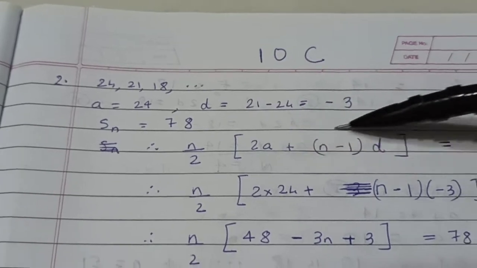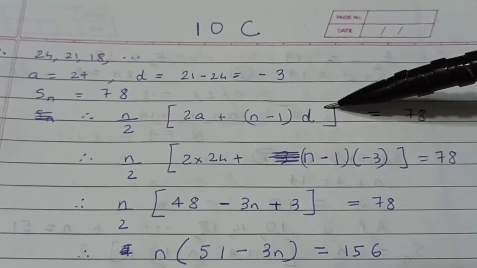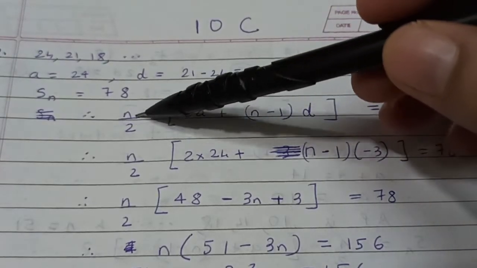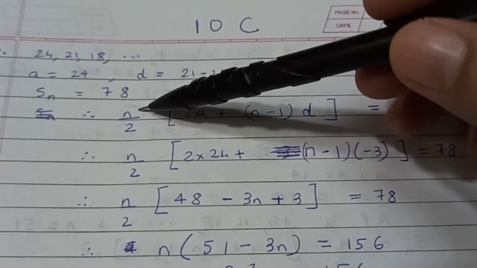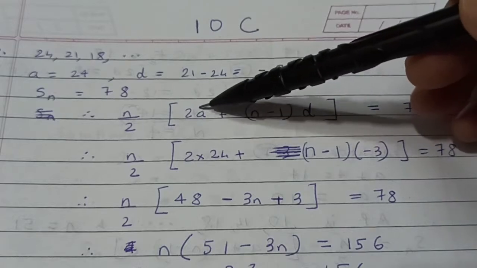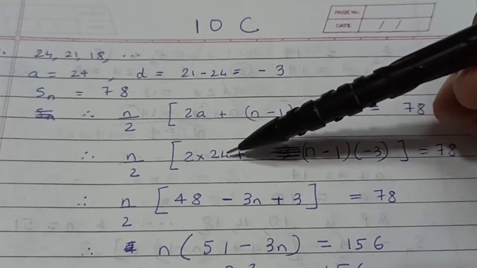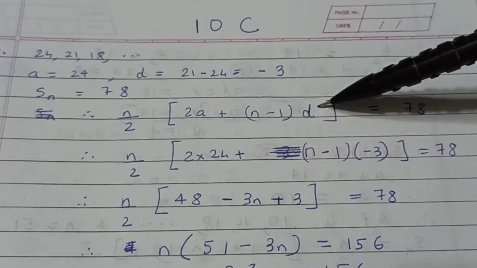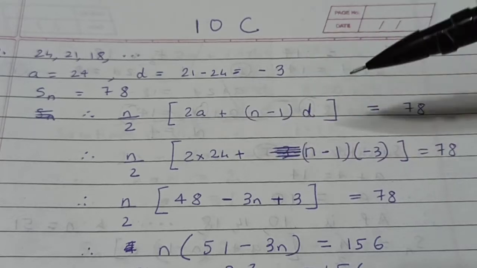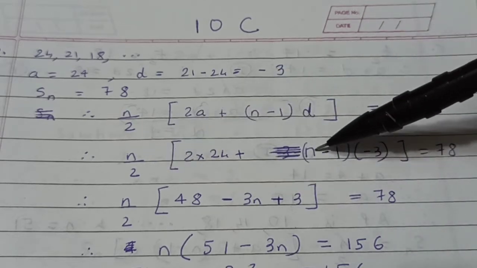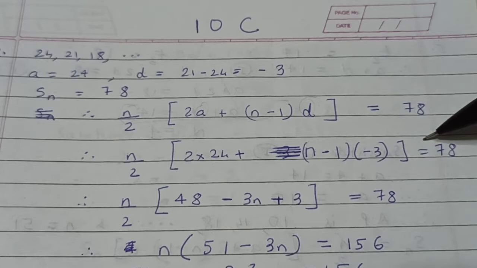Now we know the formula of summation. It's this. In this formula, we don't know the value of n. That's what we have to find out. But we do know the value of a and d. Substitute a as 24, d as minus 3. This way, we have only one unknown variable now, n. So it's an algebra sum now.